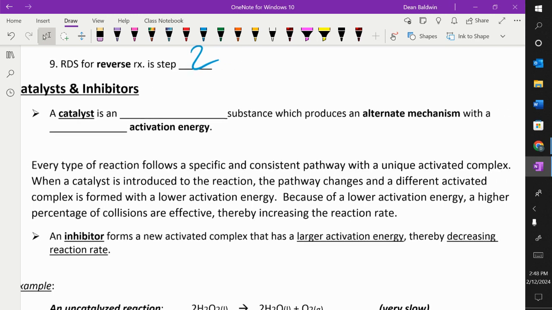All right? So a catalyst is an introduced substance. This is important because it's going to be different than a reaction intermediate. So we introduce or we add a substance which changes the mechanism. Okay? Because we're changing the mechanism, we lower the activation energy.